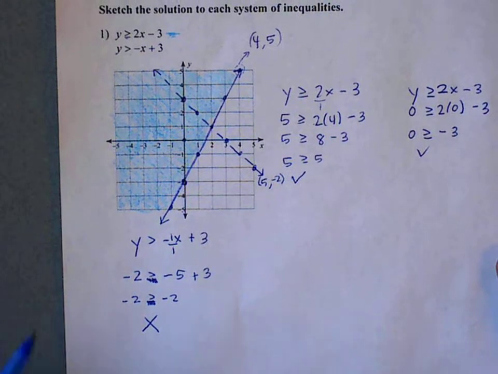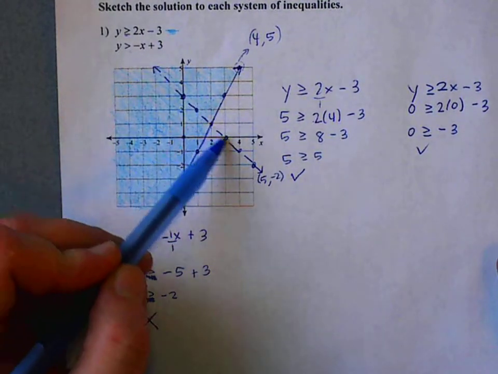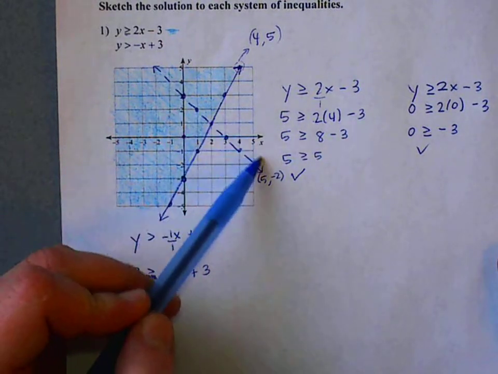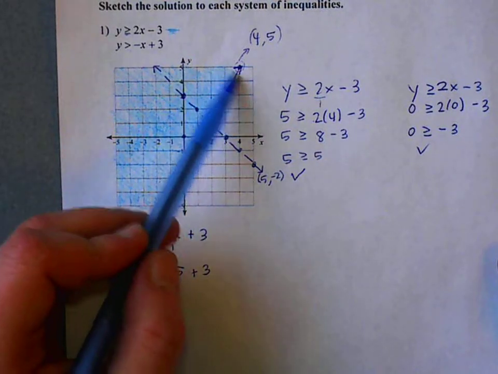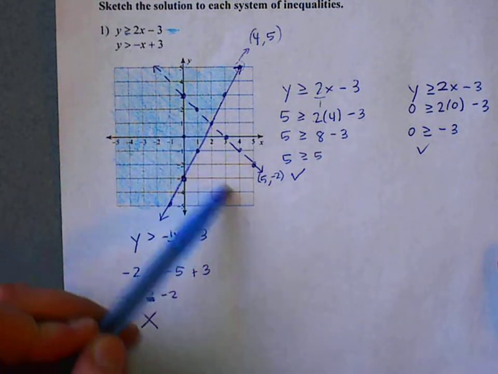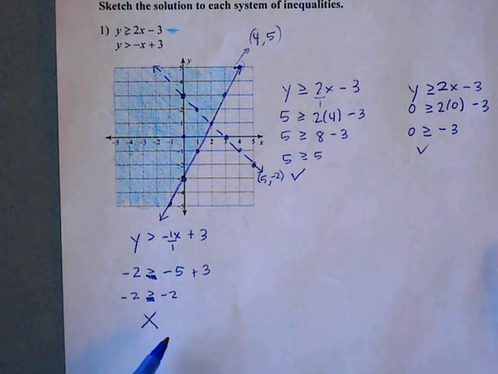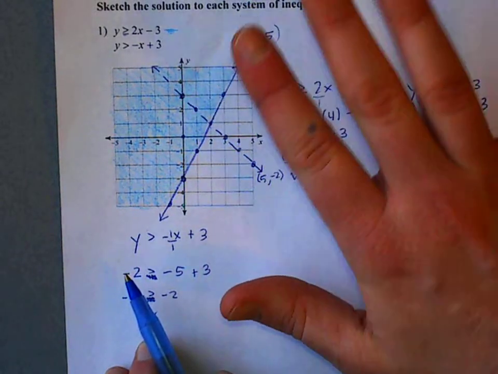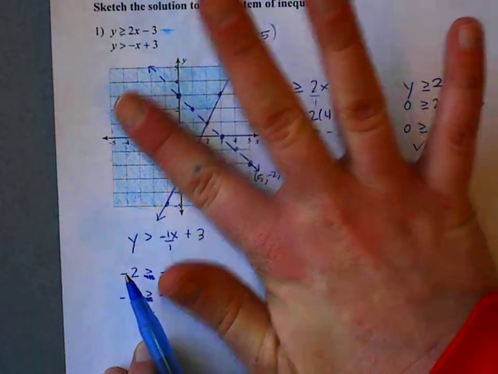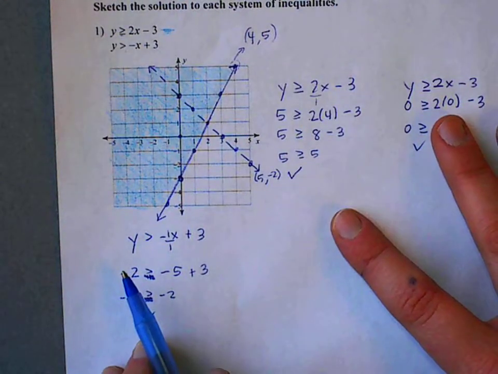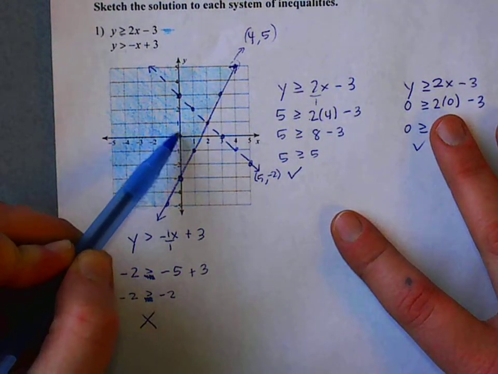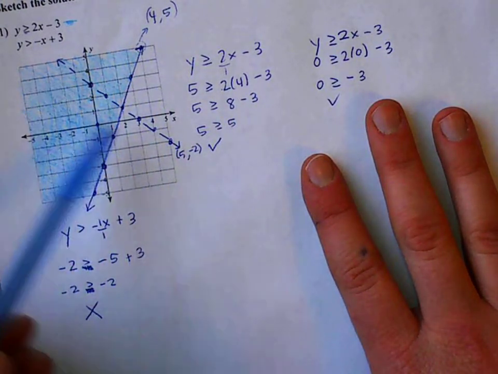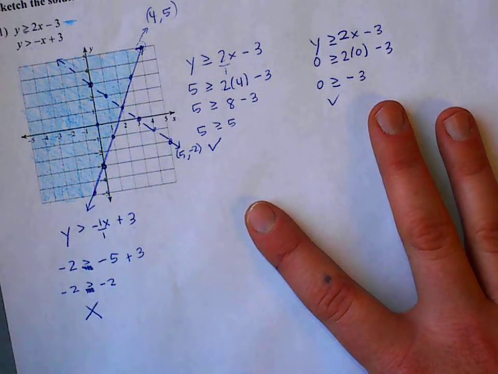Okay? So, we're not done yet. Remember, we're focused on this line. Because it's greater than, either all the points on this side of the line will make it work, or all the points on this side of the line will make it work. So I'm going to pick a point on this side of the line and see if it makes it work. I'm going to go back to my trusty old point 0, 0, because it's on this side of that line.